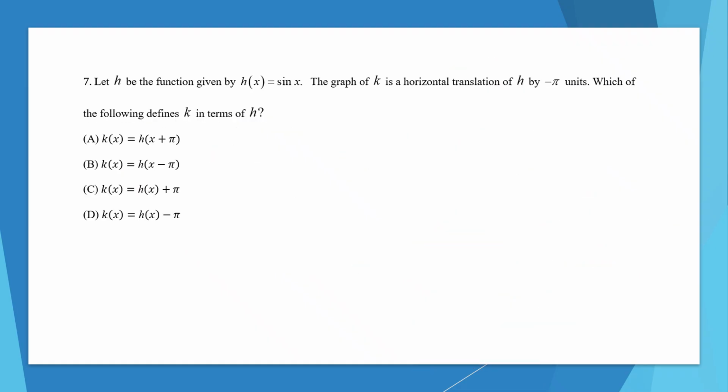All right, question number 7. The function h is given by h of x equals sine x. And then k is a horizontal translation of h by negative pi units. Which of the following defines k in terms of h? So remember, any horizontal translation, because it's horizontal, is going to appear on the inside of the function, so on the inside of the parentheses. So we can eliminate C and D. C and D would be if it was a vertical translation. And then because it's a translation, it should be added or subtracted, so that won't help us eliminate anything.